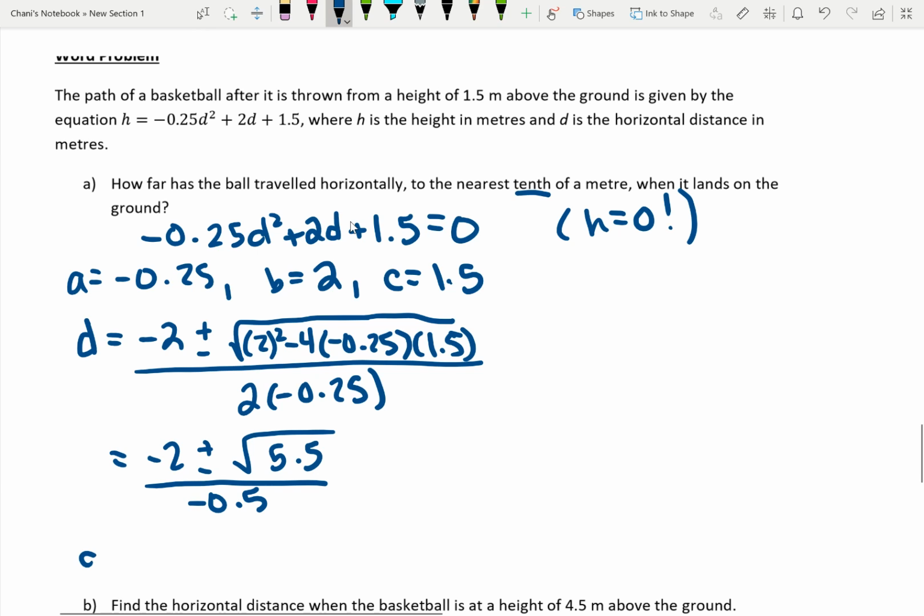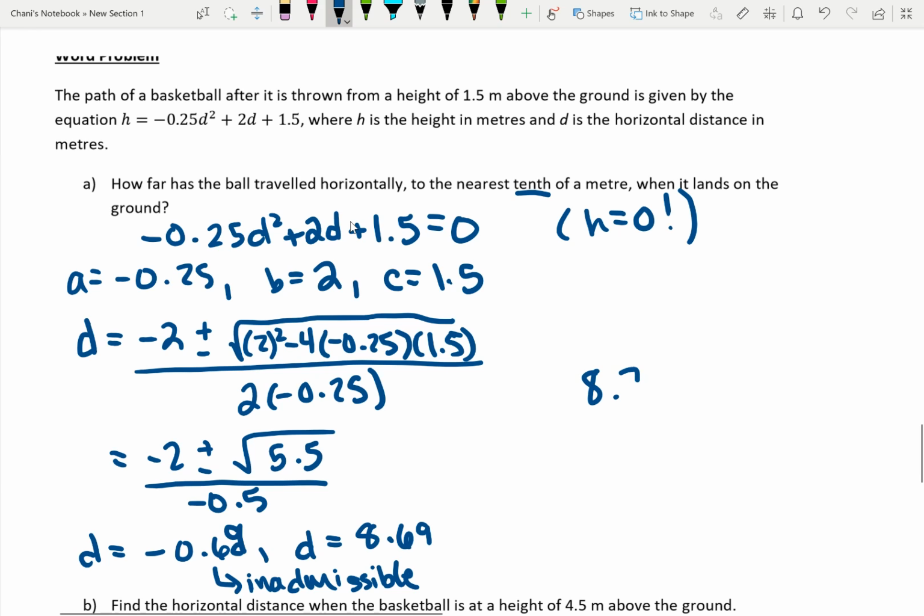When you put this through your calculator, the first d value will be negative 0.69, and the second d value will be 8.69. This one is inadmissible because we can't have negative distance. So therefore we say the ball traveled approximately 8.7 meters to get it to our nearest tenth.